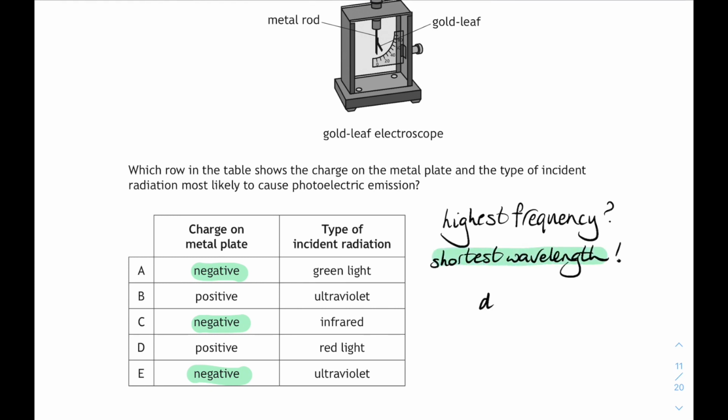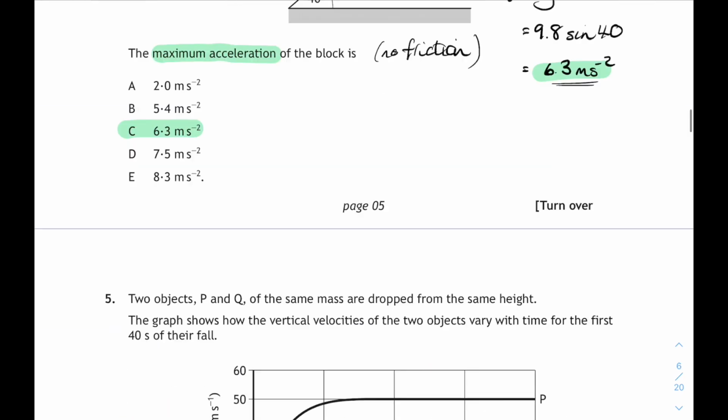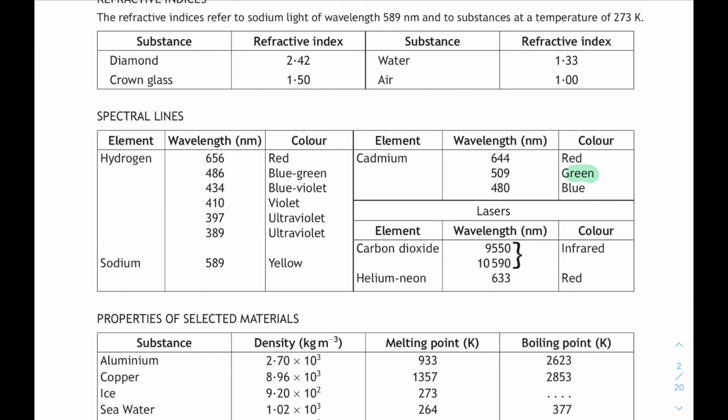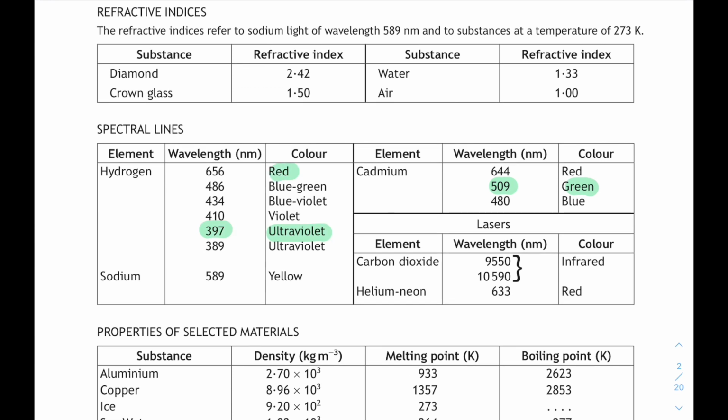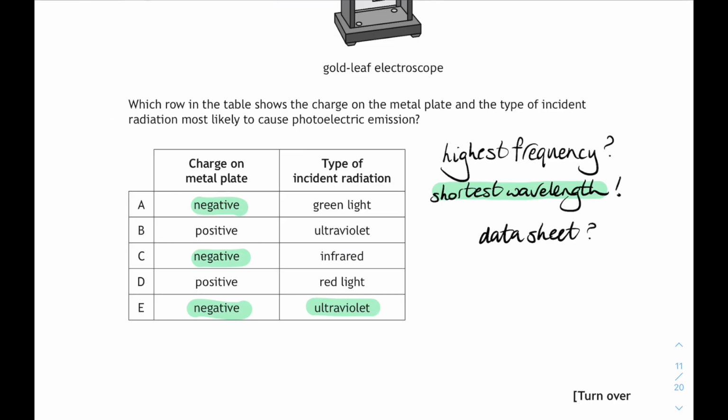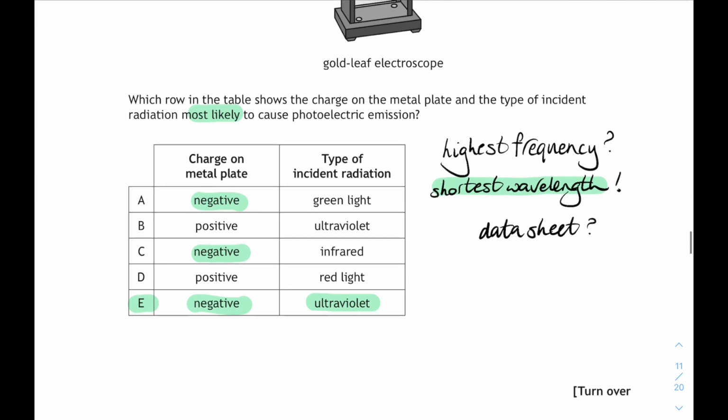And you can use your data sheet here to give you an indication of the sort of wavelengths that are involved. So green light, about 500, ultraviolet, about 400, red, 650, and infrared, about 10,000. So the one with the shortest wavelength there is ultraviolet. So if ultraviolet has got the shortest wavelength, it's got the highest frequency, and therefore it is the one that is going to be most likely to cause photoelectric emission. That's answer E.